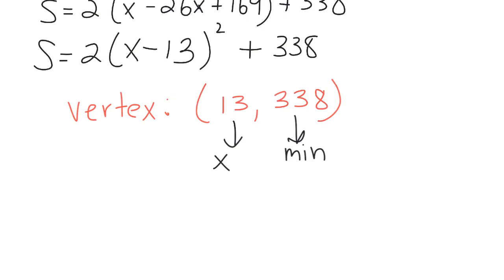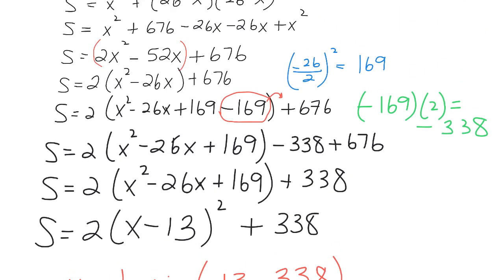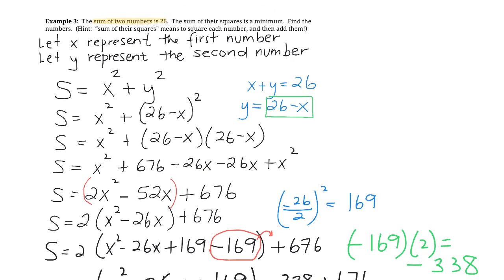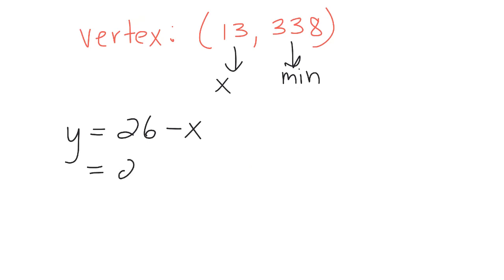The second number was represented by the letter y. You have a couple of choices. You can go back to your original equation, which was s equals x squared plus y squared, and use this to solve for y. Or the much simpler way would be to use this equation that we came up with here. We know that y is equal to 26 minus x. So we can plug in 13 in the place of x, and 26 minus 13 is 13.